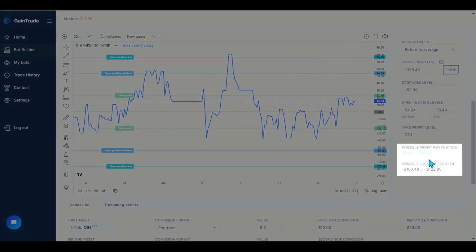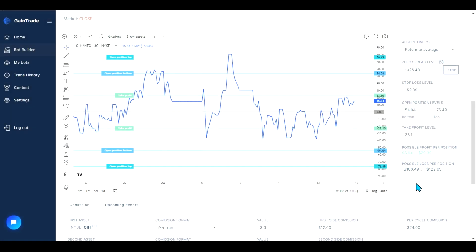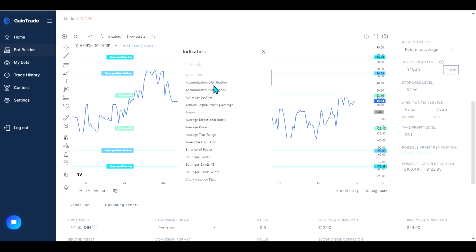Based on the values that you've entered, you can see what the possible profit per position is if it hits the take profit level, as well as the possible loss per position if it hits the stop loss level. Now, if you refer to the chart, you have the options to change the time period on the chart, select the type of chart, as well as various technical indicators.